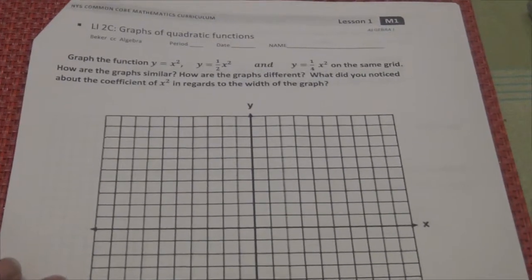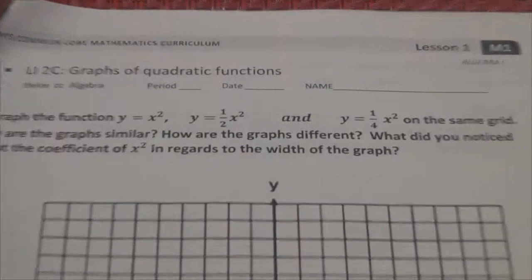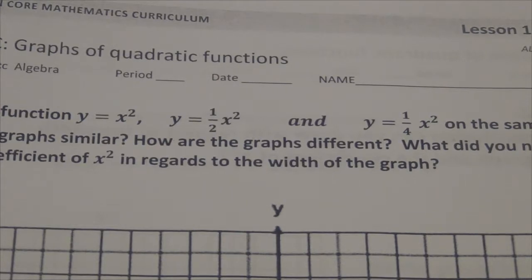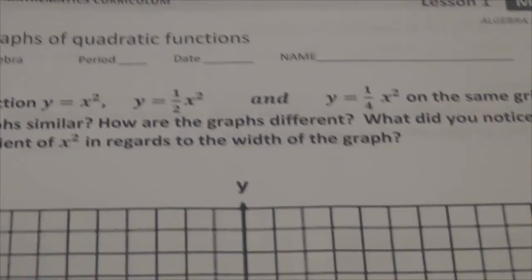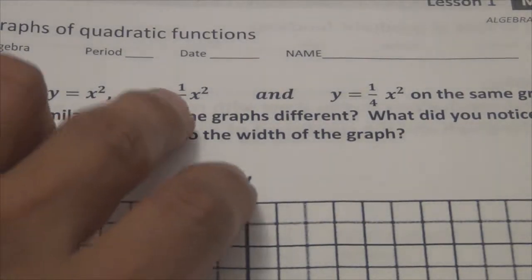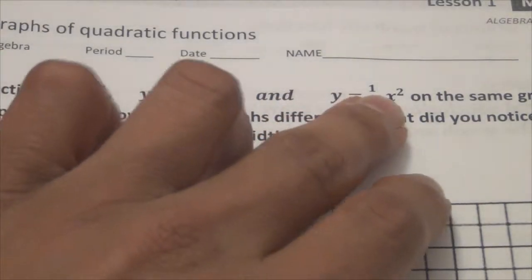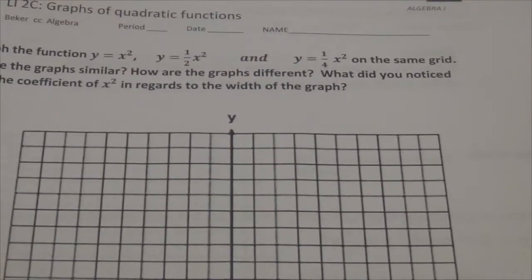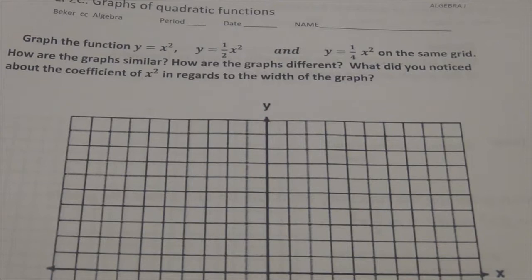So we're supposed to graph this one right here. Okay? Let's see. We're supposed to graph those. Y equals x squared, y equals 1/2 x squared, and y equals 1/4 of x squared. This time I'm going to help you by showing you the table of values on the calculator.